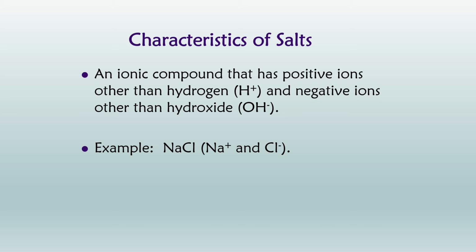So for example, over here we have sodium chloride. So sodium is the positive ion, chlorine is a negative ion. Sodium is not a hydrogen and chlorine is not a hydroxide. So that's a salt. And one thing to know about salts is that they can also conduct electricity. So now we know that acids, bases, and salts, all three of them are electrolytes. They can all conduct electricity.